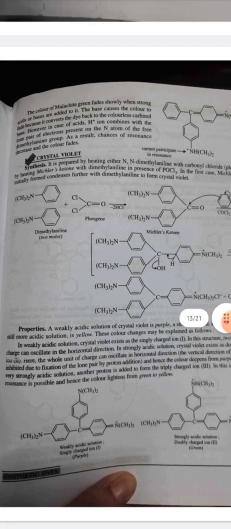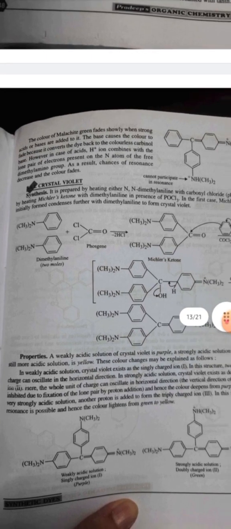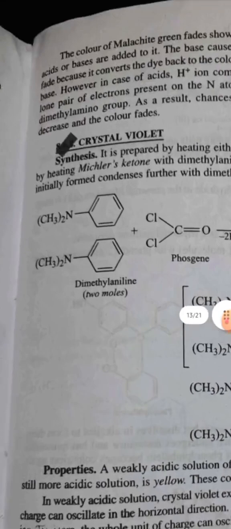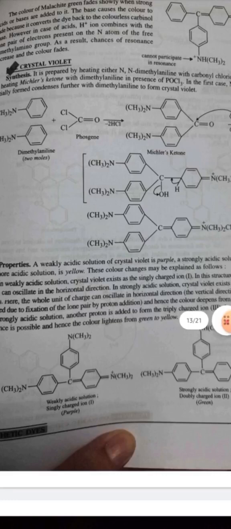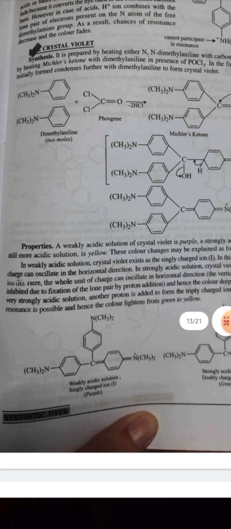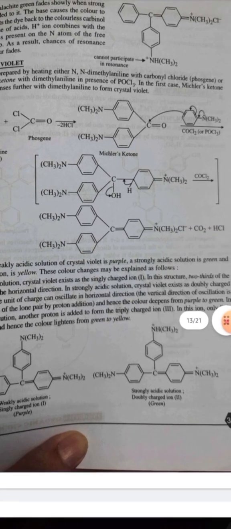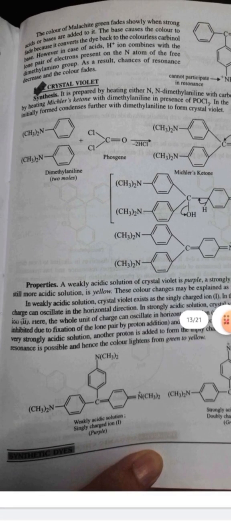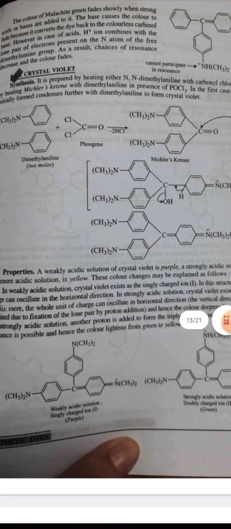Our next dye is crystal violet, section 8.6.3. Synthesis: it is prepared by heating either N,N-dimethylaniline with carbonyl chloride, phosgene, or by Michler's ketone with dimethylaniline in presence of POCl3. In the first case, Michler's ketone initially formed condenses further with dimethylaniline to form crystal violet.